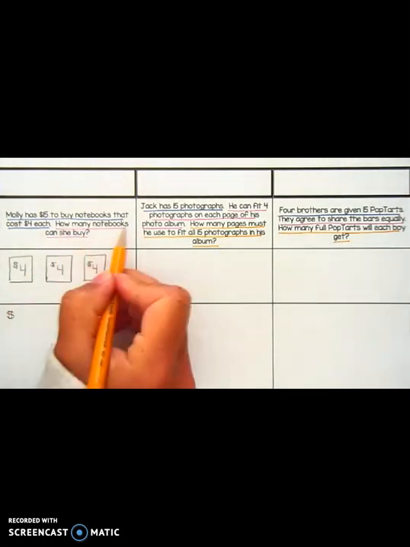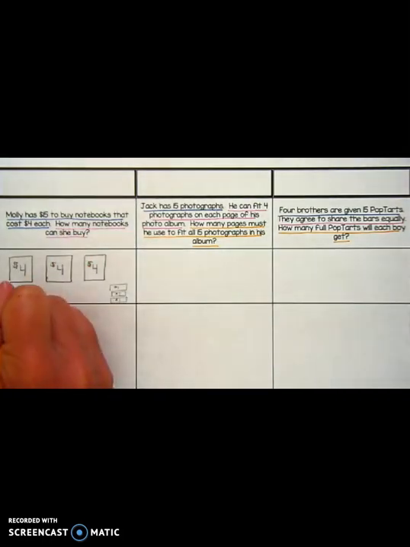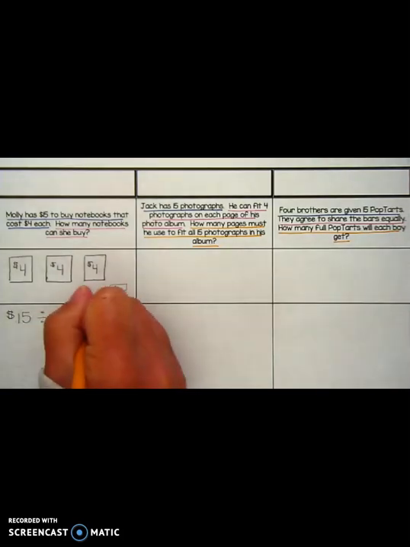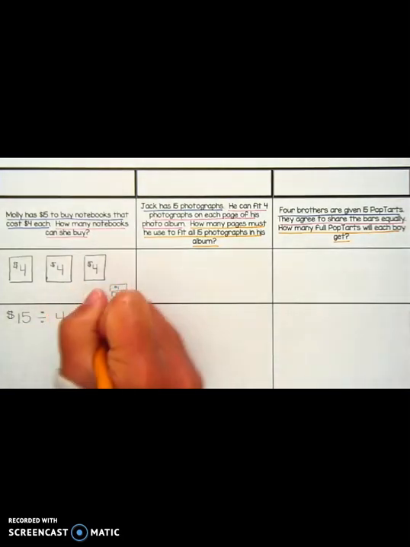So you can see pretty quickly that Molly can only buy 3 of those notebooks because as much as we try, and as polite as she is to the cashier, they're not going to sell her another notebook for $1 off just because she asked nicely. So the question's asking how many notebooks can she buy? So the math would be 15 divided by 4. And we know that the quotient would be 3 remainder 3.